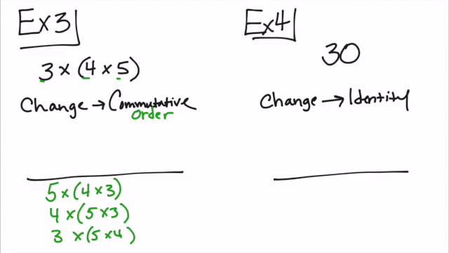Alright, number 4. We have the number 30, and you had to change it using the identity property. Remember, the identity property only has 2 options. You're either adding 0 or you're multiplying by 1. So you could have written 30 plus 0. You could have also written 30 times 1. Those were the only 2 options there.